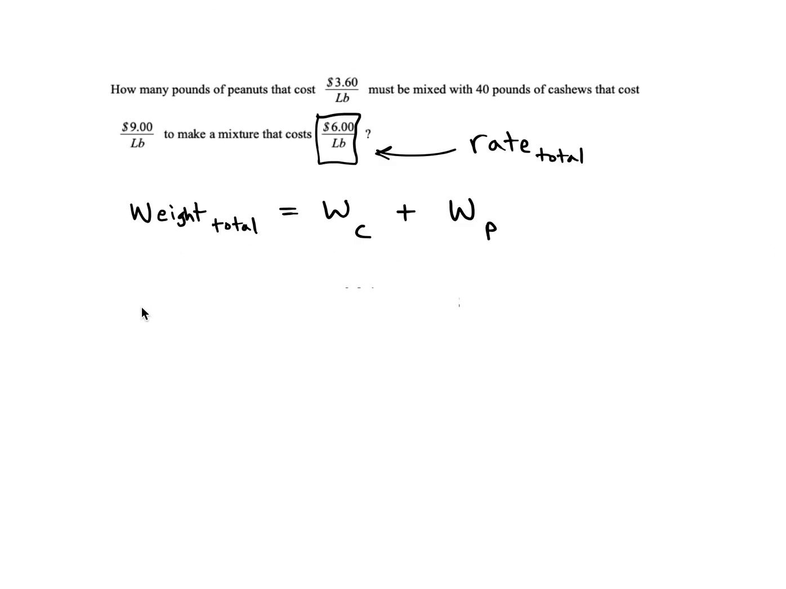We also have this formula that the total cost will be the cost of the cashews plus the cost of the peanuts. So I'm just starting from some simple equations that we had used in the past to describe this situation. Right now we have a lot of unknowns. The only thing we really know out of all these is we know the weight of the cashews, 40 pounds. We don't know any of this other stuff. So we want to try to do some substitutions if possible.